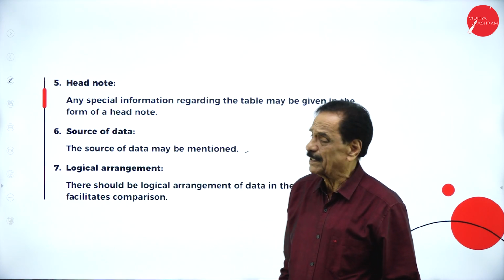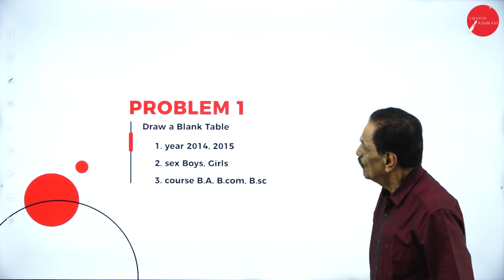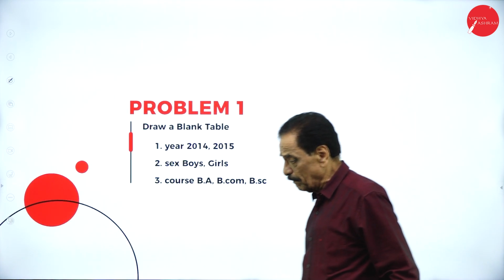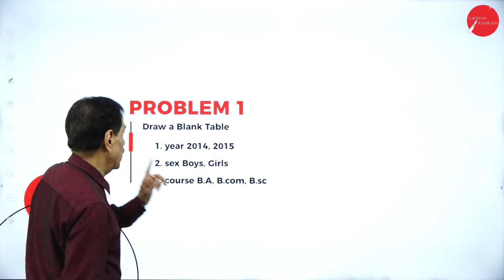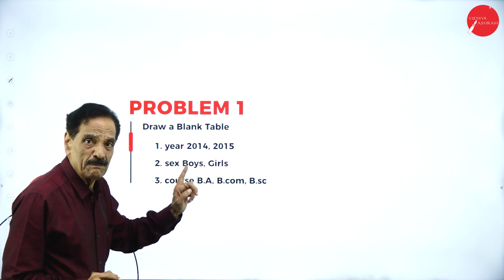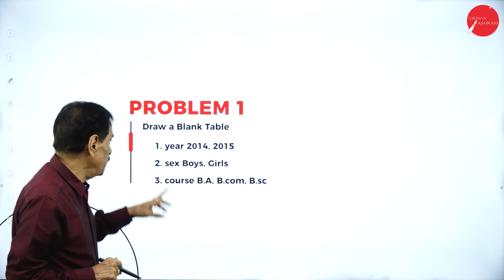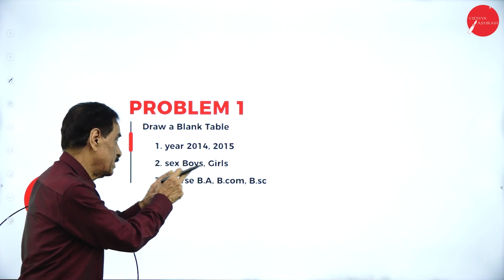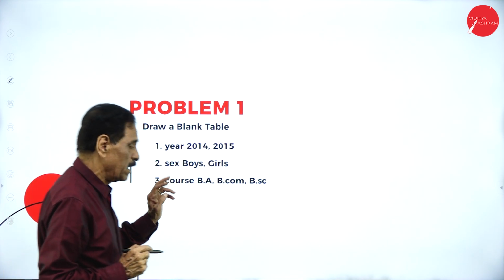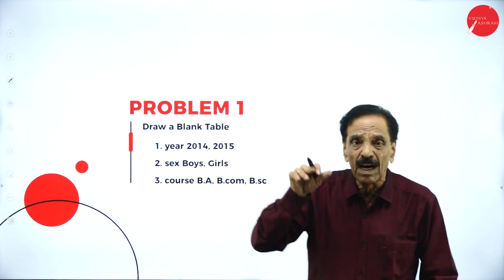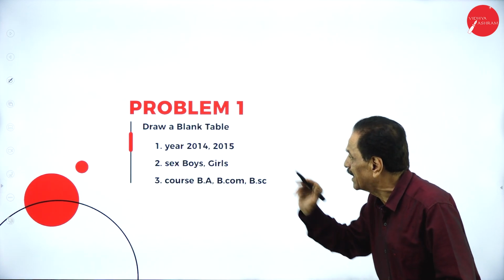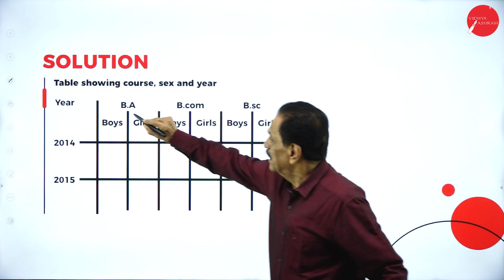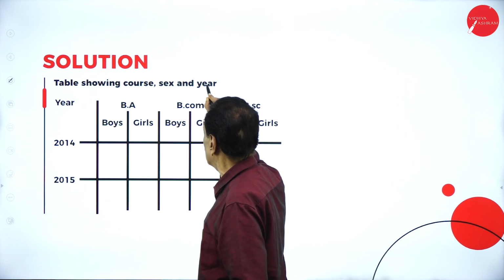This is very important. Now we'll move on to the practical problems. Problem number 1. Draw a blank table. Here we have to mention the year, sex, boys and girls, and course BA, BCom and BSc. Now we are going to represent this in a blank table showing the course, sex and year.